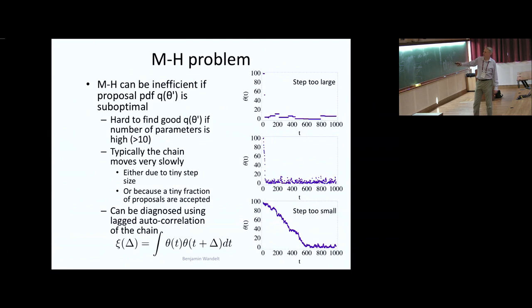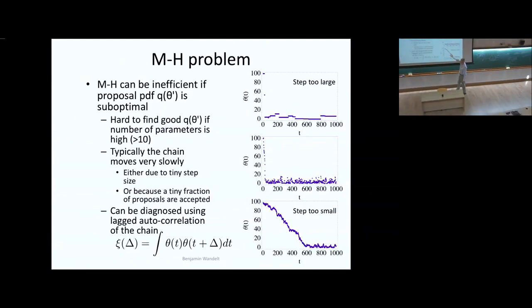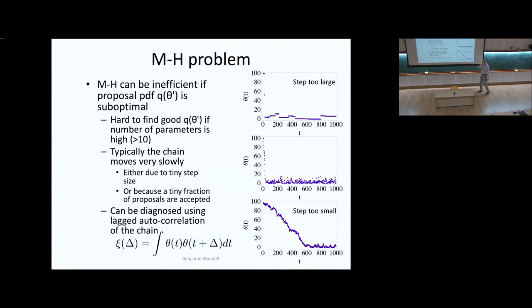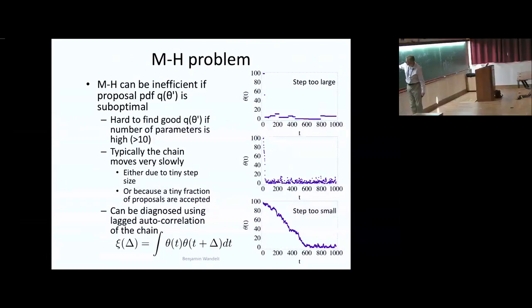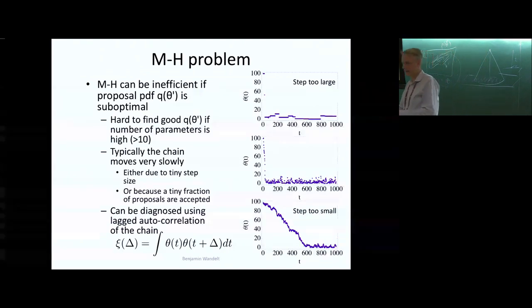If you have too small a step, here I initialized the chain. The PDF you can see has support in this range, but I initialized it very far outside. So you can see that for a very small step size, you move almost every time, but you only ever move a very small amount because you're only proposing very locally. So you're proposing nearby, okay, you move. You propose nearby, yes, you move. You move, you move, you move. But then you generate a chain that takes a very, very long time to get anywhere.